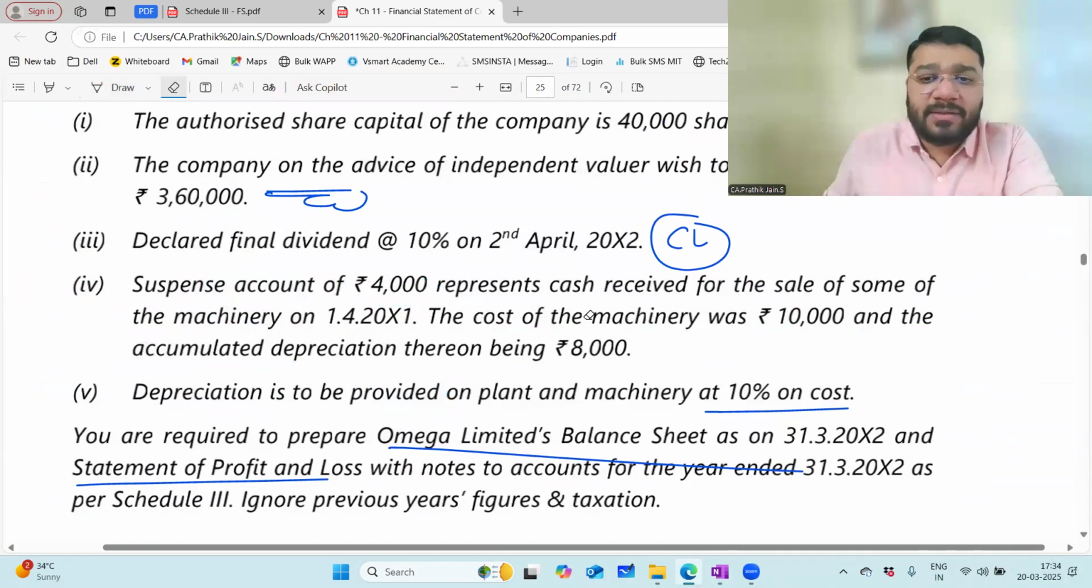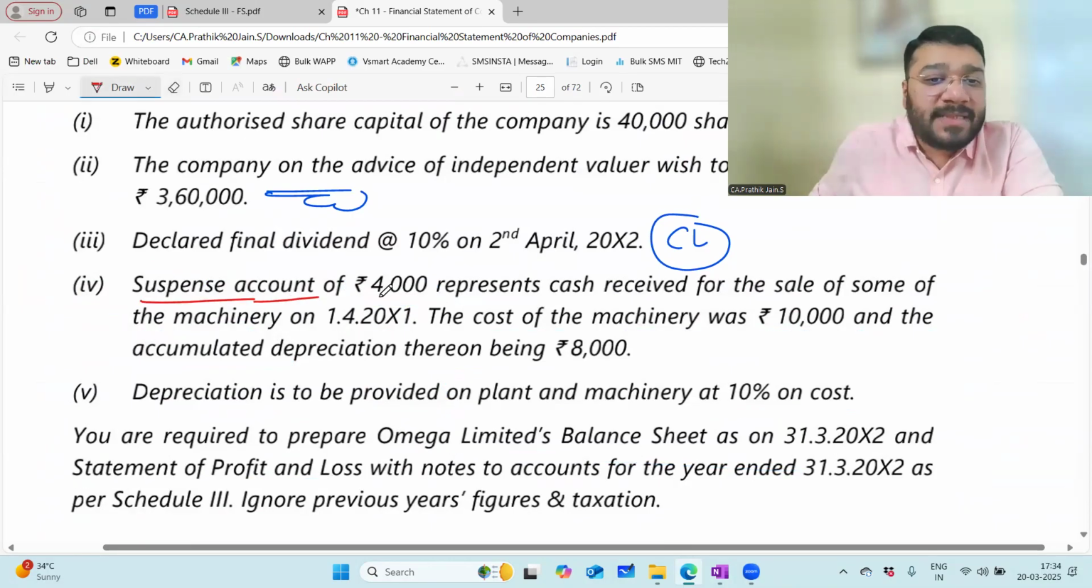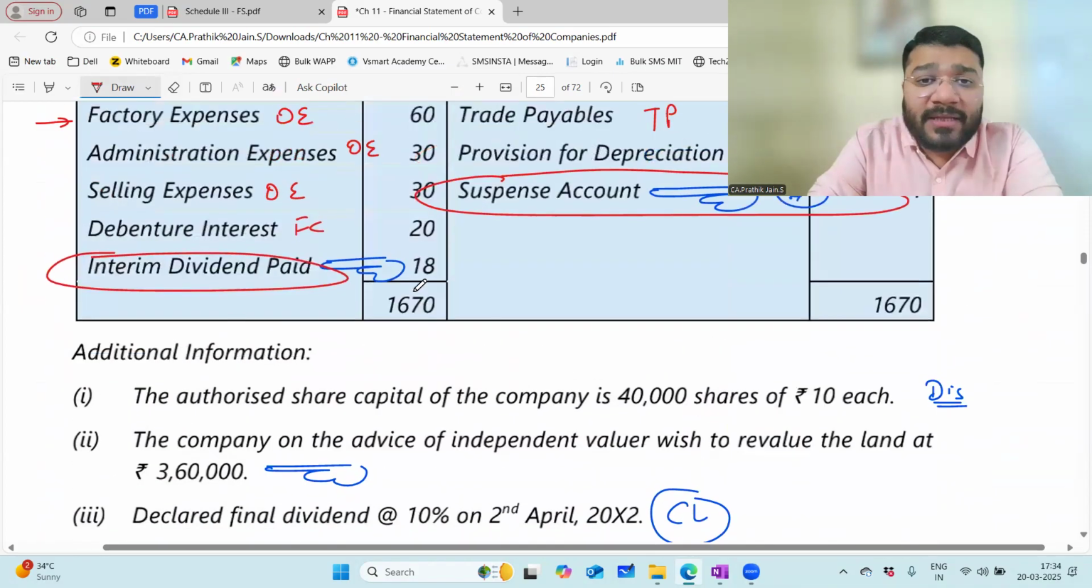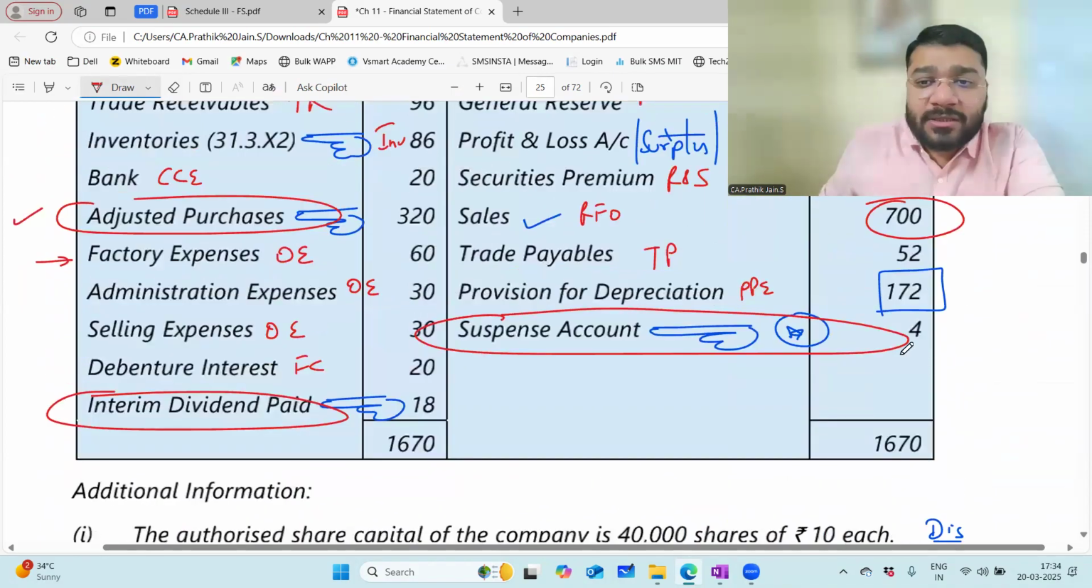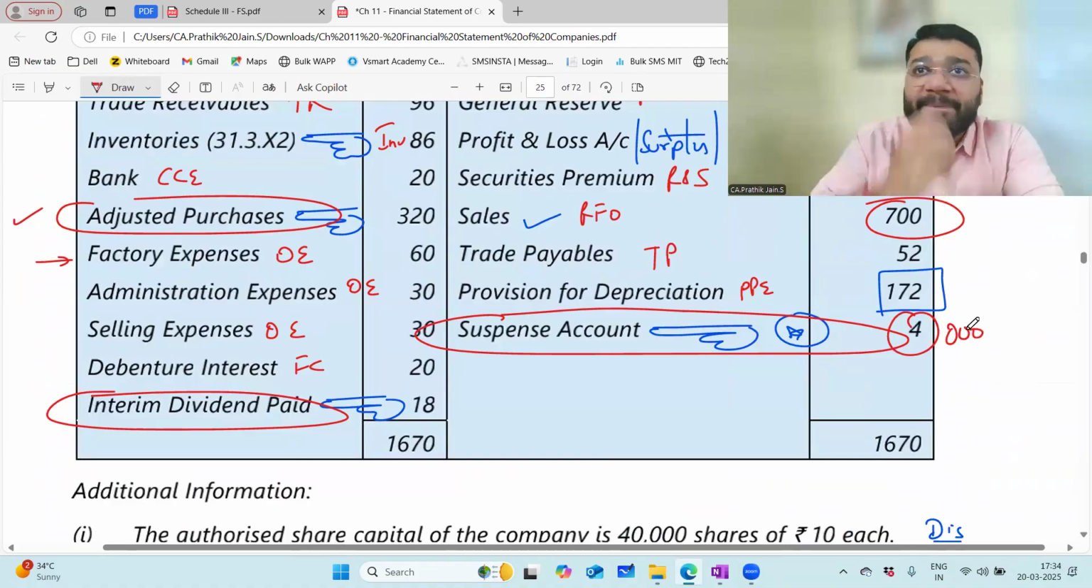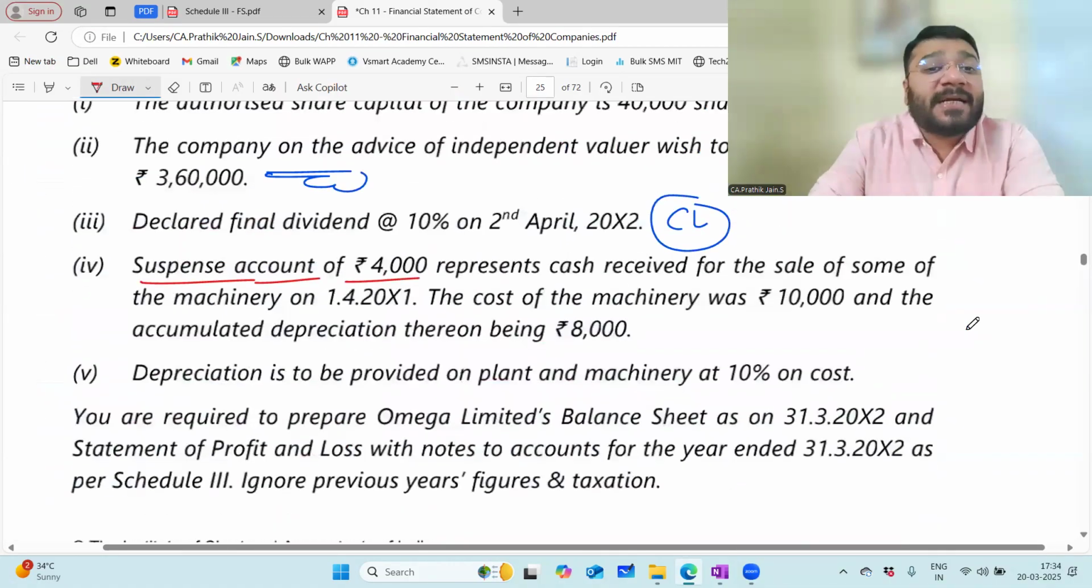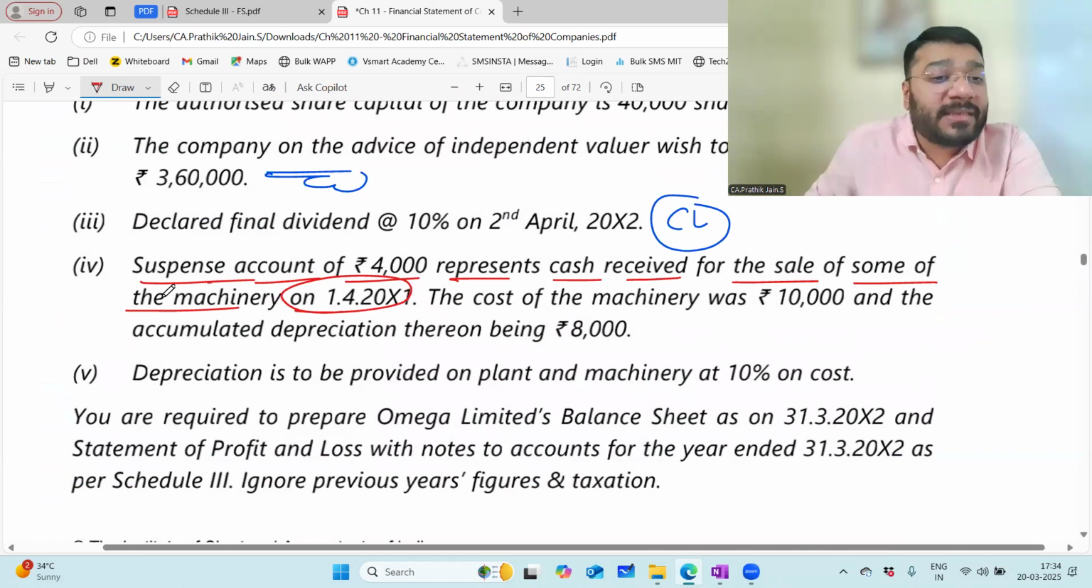Guys, come and let's read this point. They're telling that suspense account of rupees 4,000 is in the trial balance. Do you find suspense account? This is 4,000. Suspense account of rupees 4,000 represents cash received for the sale of some of the machinery. So on 1/4/2001, there is some machinery that you have sold, and by selling that, you received money in your bank account.